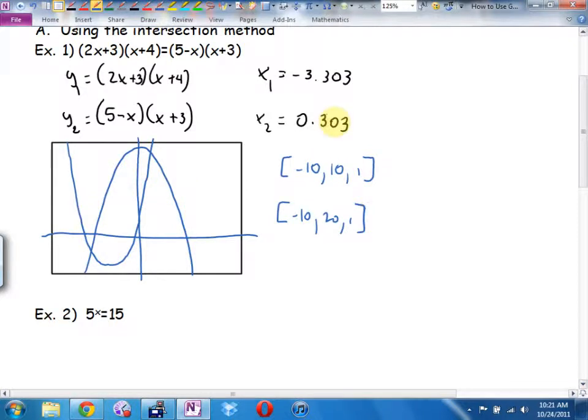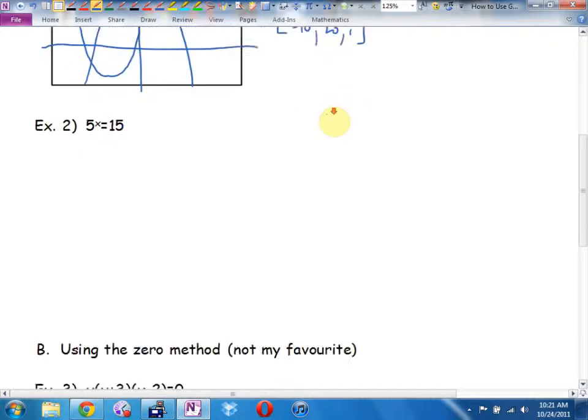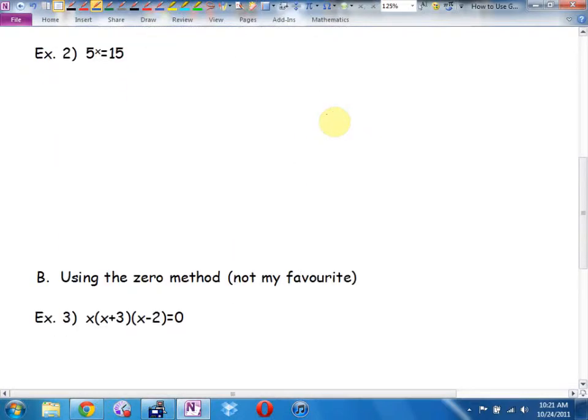You can't use this method anymore. If you use this to solve an equation, I'm giving you a zero. However, you can use this to check your answer. In fact, example two, you're going to get a question very, very similar to this on your test.